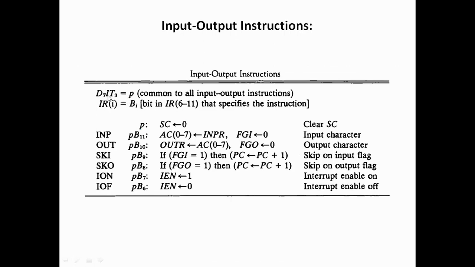So this should be like this, D7IT3. And if I represent the ith bit of IR, bits 6 to 11, as Bi, then for input, B11 should be 1, the 10th bit should be 1, the 9th bit should be 1, then the 8th, 7th, and 6th. So these are the various input output instructions of a basic computer.